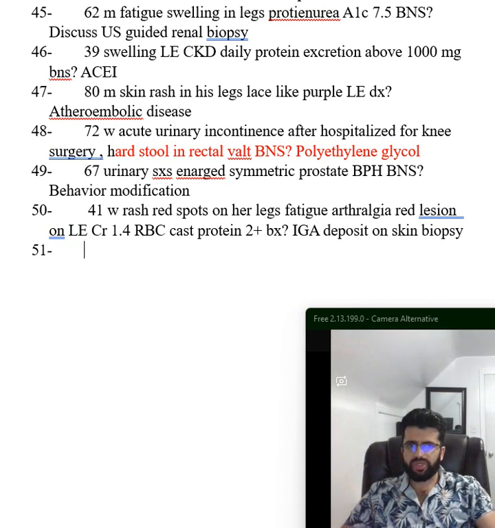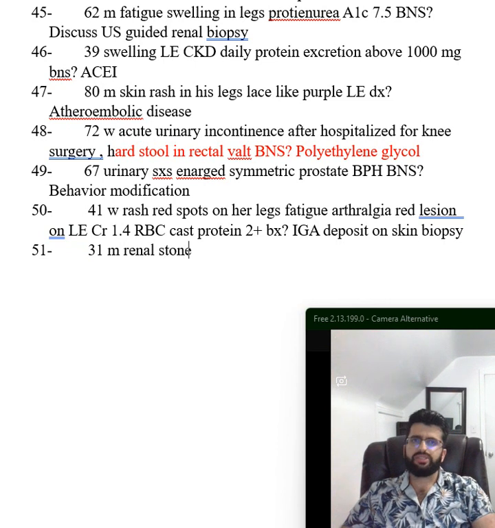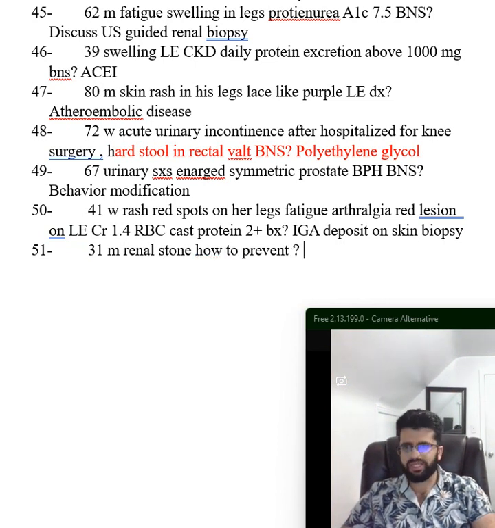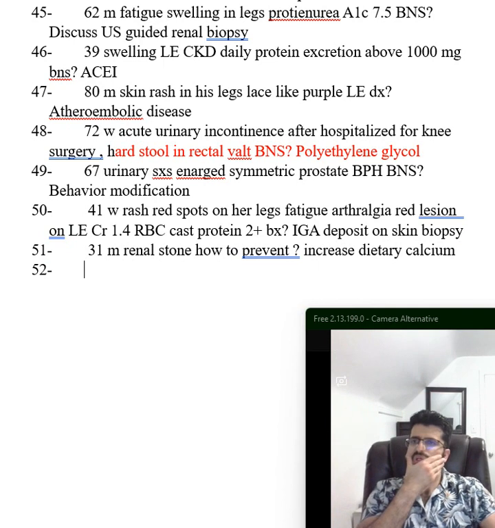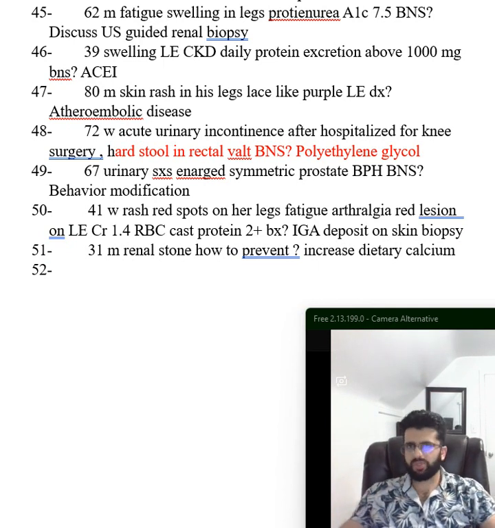Alright, now we got more cases. Like let's say you get a 31-year-old man who had a renal stone, and they ask how to prevent it. Okay, most common is calcium oxalate. So how to prevent? You want to increase dietary calcium. So you would think that for a calcium stone, you need less calcium, but no, you need more calcium so that it binds the oxalate, because the oxalate is the problematic issue, calcium oxalate.